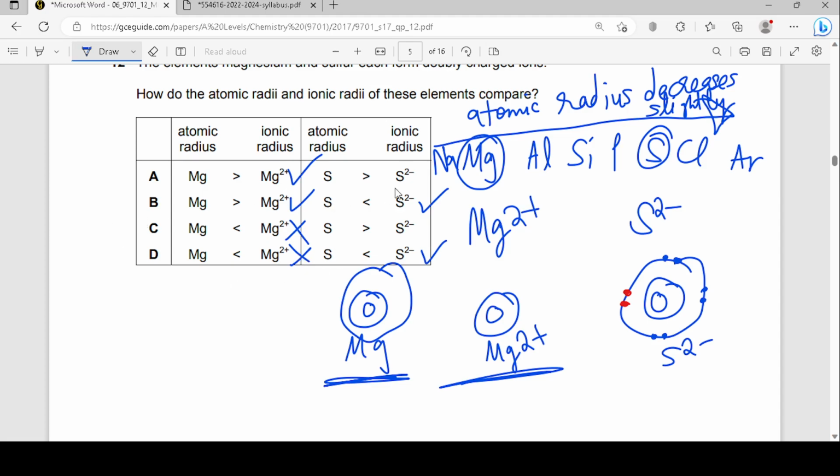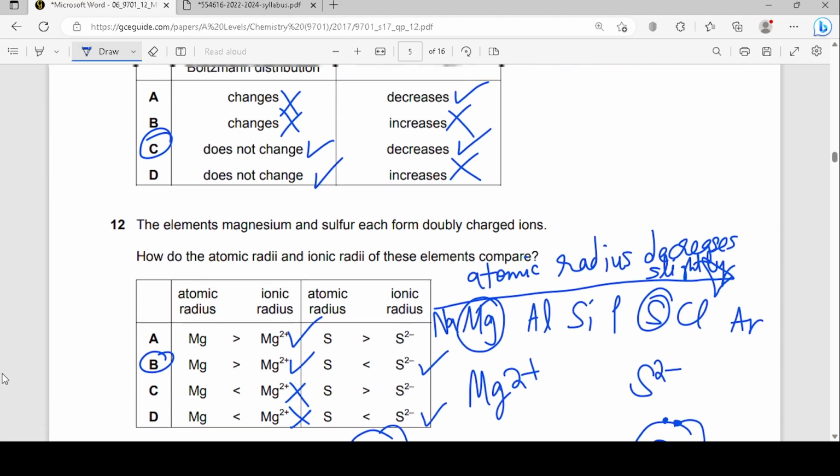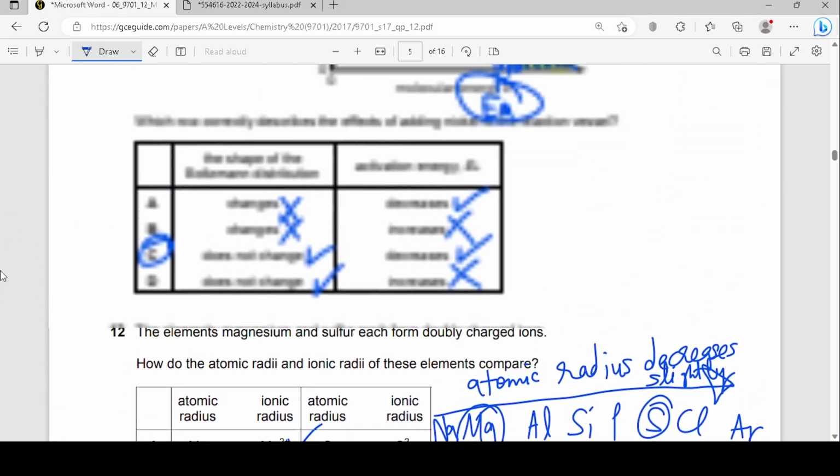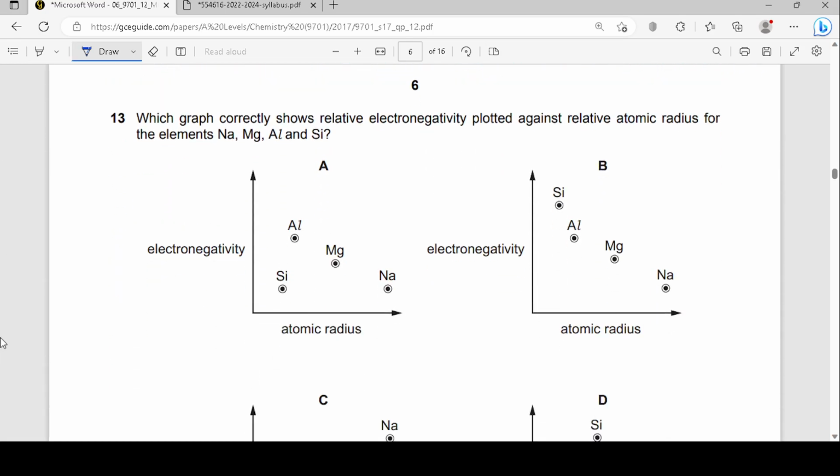So yeah, that's the logic, and so I have two ticks on B, so B is going to be my answer. Hopefully that makes sense. Again, if I make any mistakes, you guys can tell me in the comments, okay?